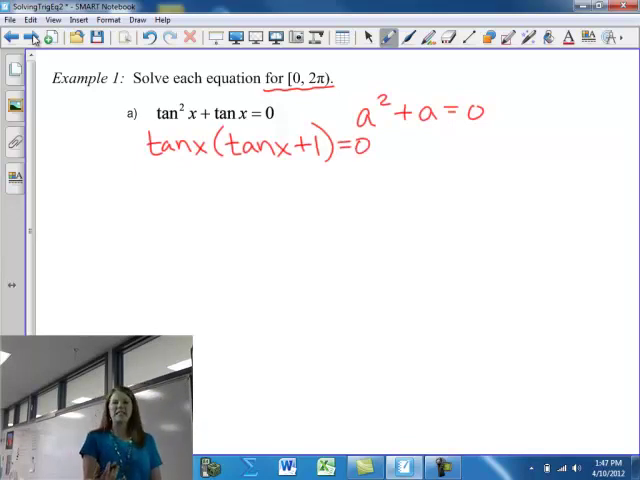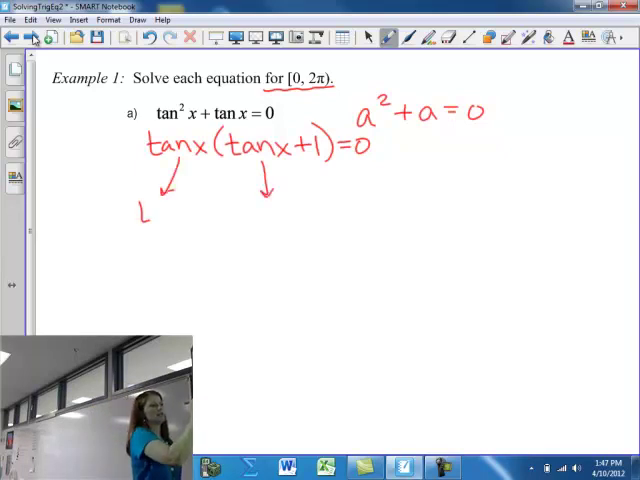Okay, the zero product in a nutshell says if you're multiplying two things and the answer is 0, one of them's got to be 0. So either the tangent of x is 0 or the tangent of x plus 1 is 0.